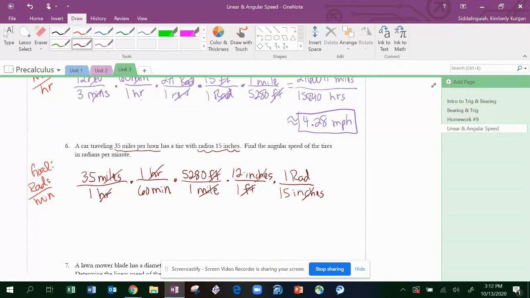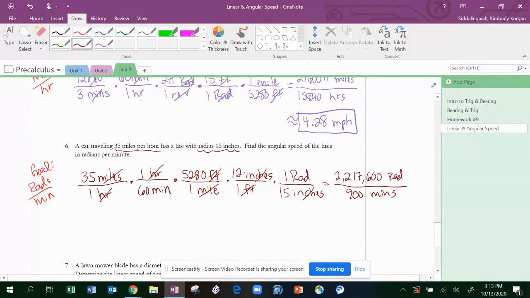Okay, let's multiply across. Whew. Luckily, there's no pi's involved, so that's good. So in the numerator, I have 35 times 1 times 5,280 times 12 times 1. So this is, holy cow, 2,217,600 radians per 1 times 60 times 1 times 1 times 15. So divided by 900, it looks like minutes.